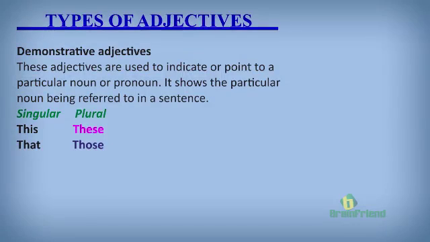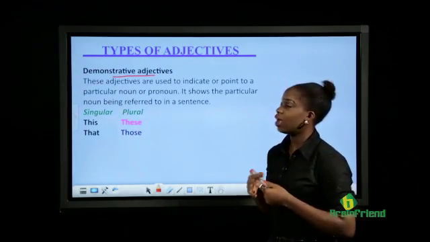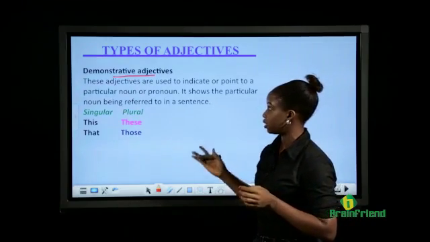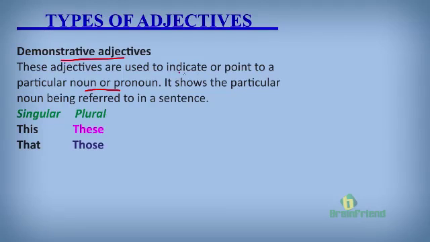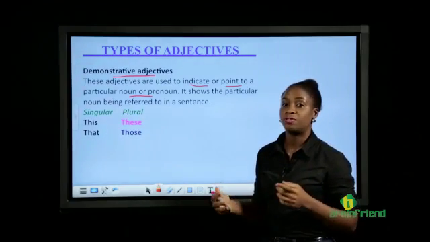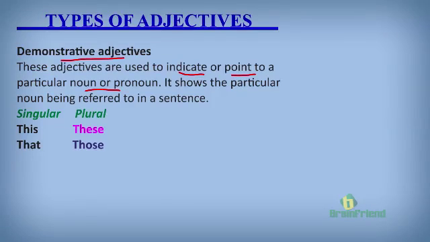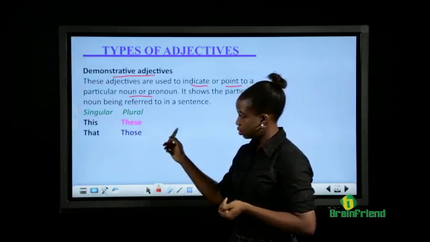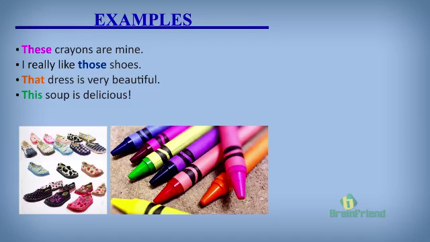Now we also have the adjectives that we call demonstrative adjectives, just like we had demonstrative nouns. Now, when are they called demonstrative adjectives? They are used to indicate or point to something in particular. They indicate or point to something, a noun or pronoun, of course, in particular. It shows the noun that is being referred to. And these demonstrative adjectives are this and that. The plural form of this is these, and that is those. Let's look at them in examples.